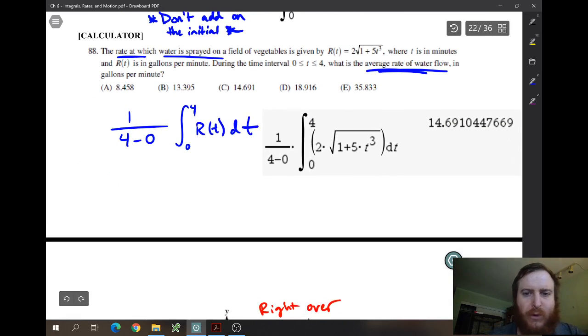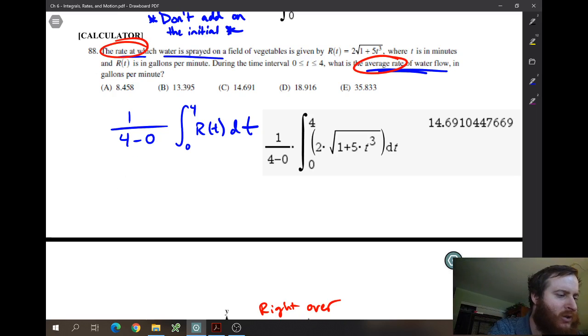Okay, next up, we have another rate question. And then they ask, what is the average rate, right? So average rate, and I already have a formula for the rate. So I'm going to do 1 over b minus a because those match up. They're the same thing.